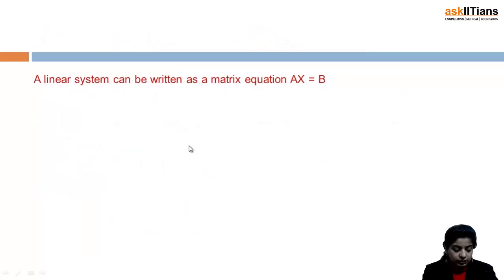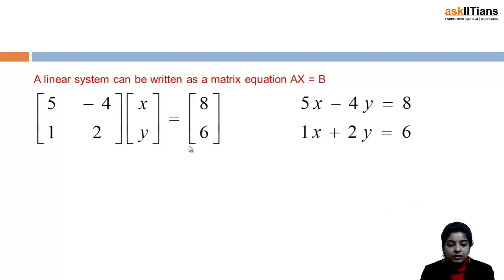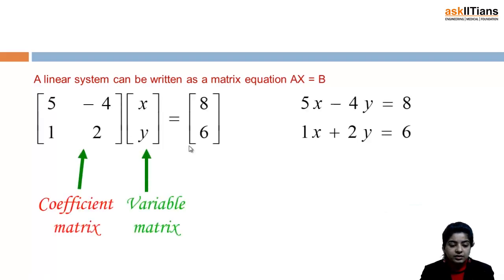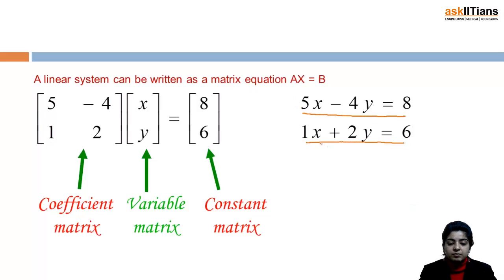Now, we have again an example. In fact, this we have already discussed. See, a linear system can be written as a matrix equation AX = B. This is the coefficient matrix. Suppose you are given this system: 5x minus 4y equal to 8 and x plus 2y equal to 6. Then you know how to write this system into this form.